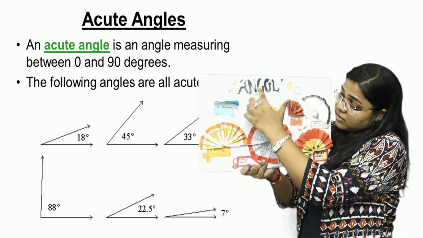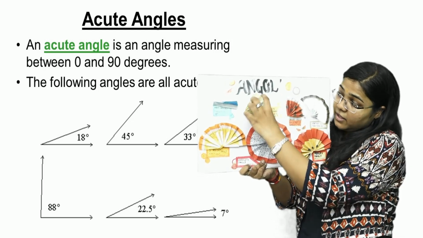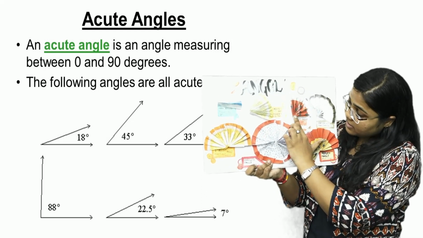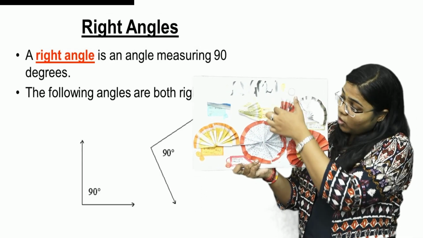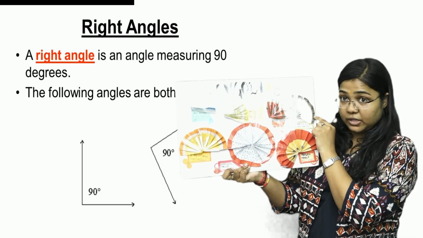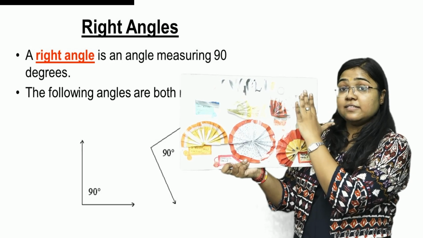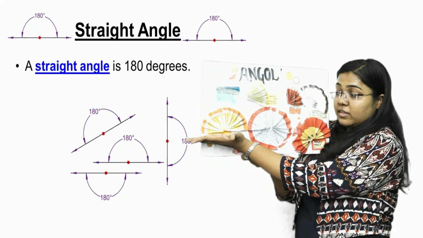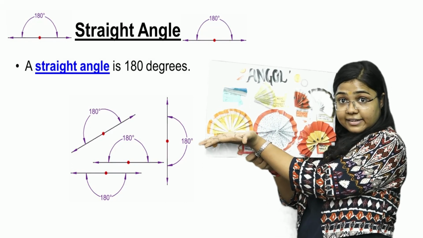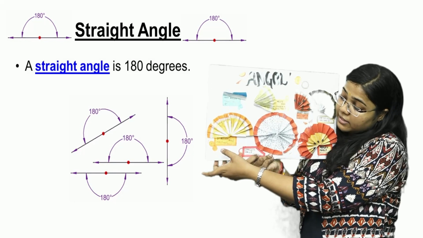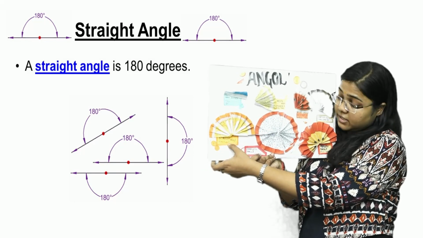Next, in this figure, this is your acute angle when the angle formed is less than 90 degrees. This is your right angle when the angle formed is exactly 90 degrees. Next is your obtuse angle when the angle is more than 90 degrees. Next is your straight angle when this is your straight line. Exactly, a straight line is your straight angle and the measure of the straight angle is 180 degrees.